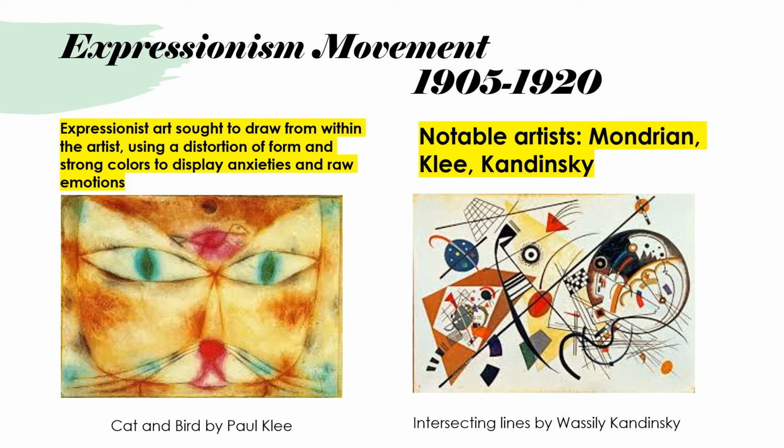And again, look, we're getting shorter and shorter. Now we're only down to 15 years for this movement. So we have notable artists Mondrian, Paul Klee, Vasily Kandinsky.